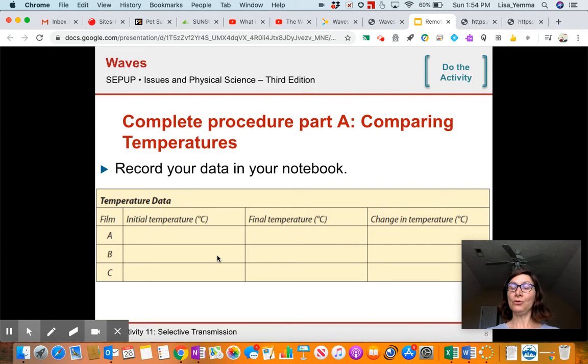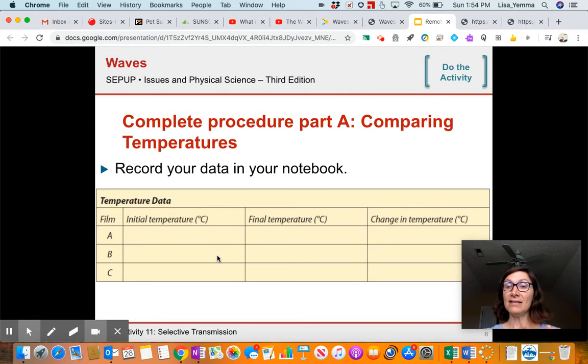We are going to start with our data in our notebook. So again, if you have your science notebook, awesome. If not, please just get out a piece of paper so you can record some data and be a little active in this activity that's pretty passive. So in your first column, you'll have the 3 different films, A, B, and C.